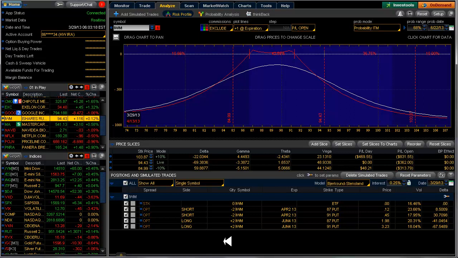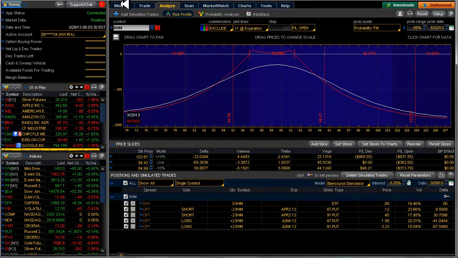And I could leave the roll positions on here, but eventually they're not going to be valid anymore as expiration dates pass, and Thinkorswim is not going to like that. Alright, so that's where we are right now.